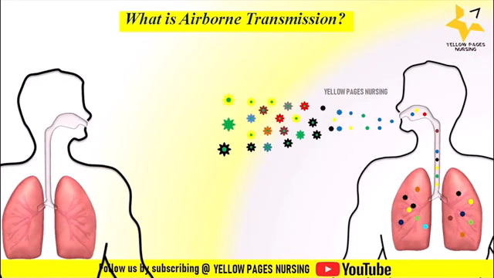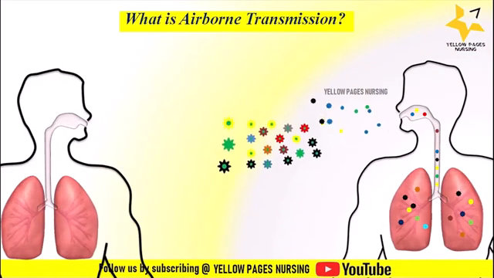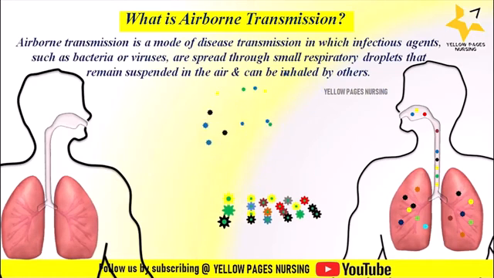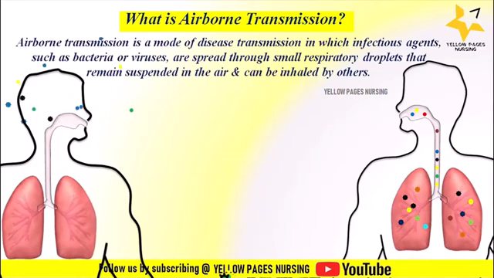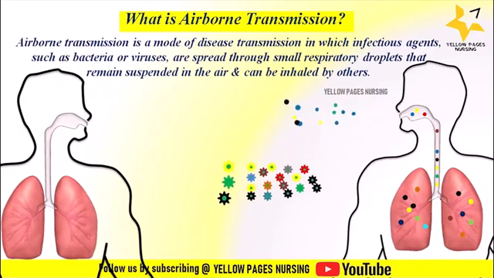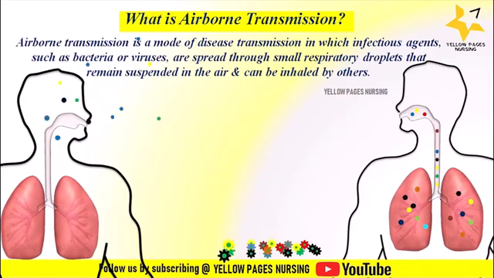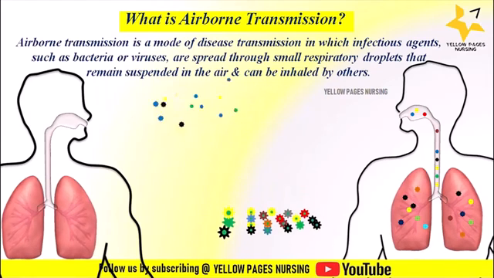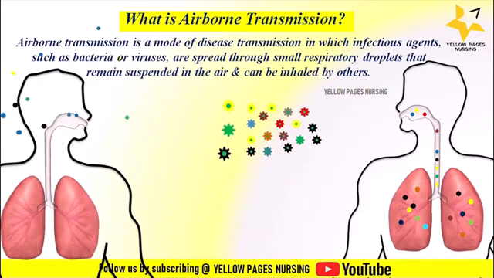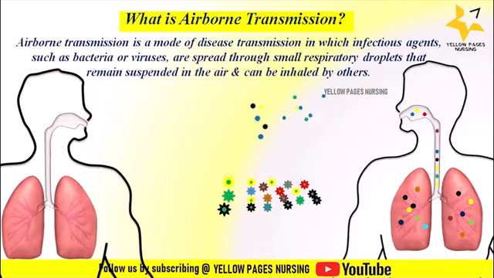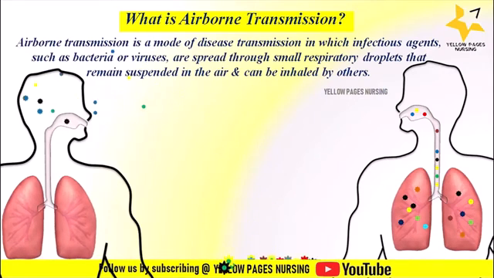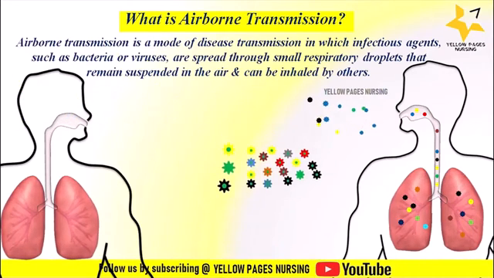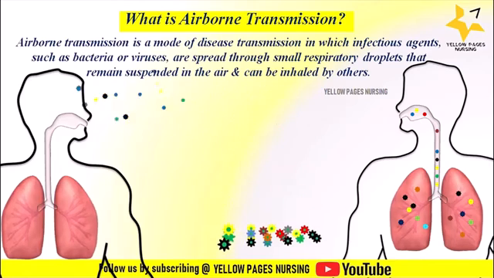Airborne refers to something that is carried or transmitted through the air, which means we can catch some diseases simply by breathing. Now, what is airborne transmission? Airborne transmission is a mode of disease transmission in which infectious agents such as bacteria or viruses are spread through small respiratory droplets that remain suspended in the air and can be inhaled by others.